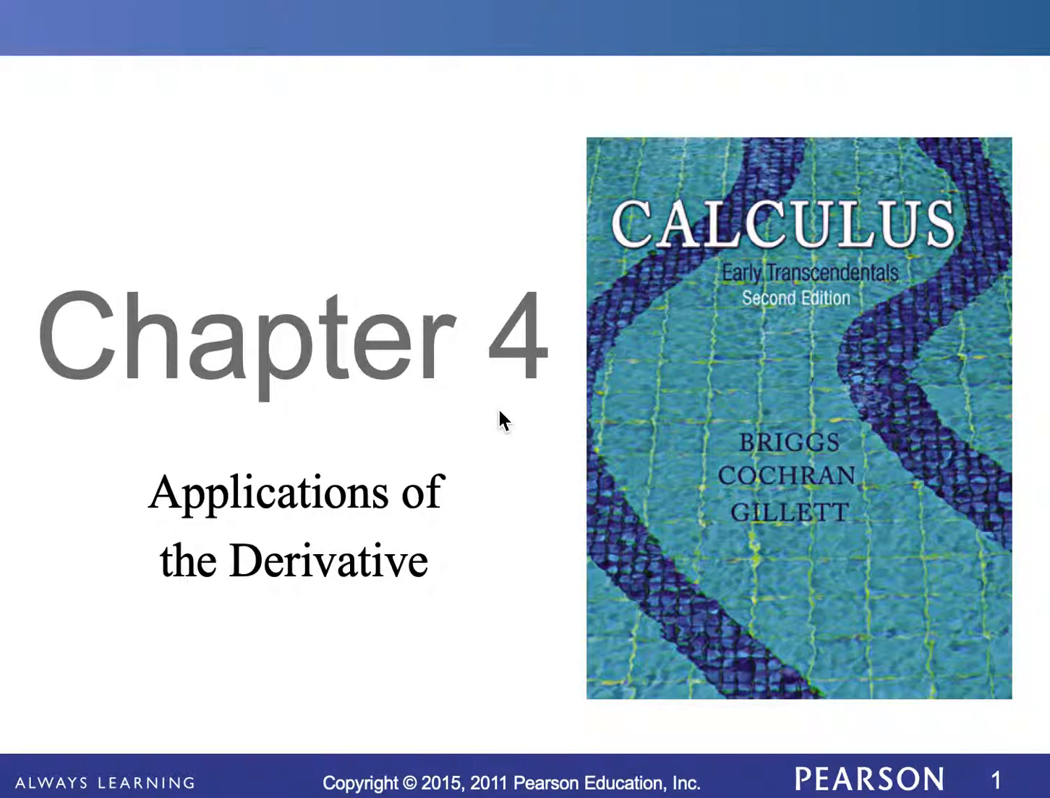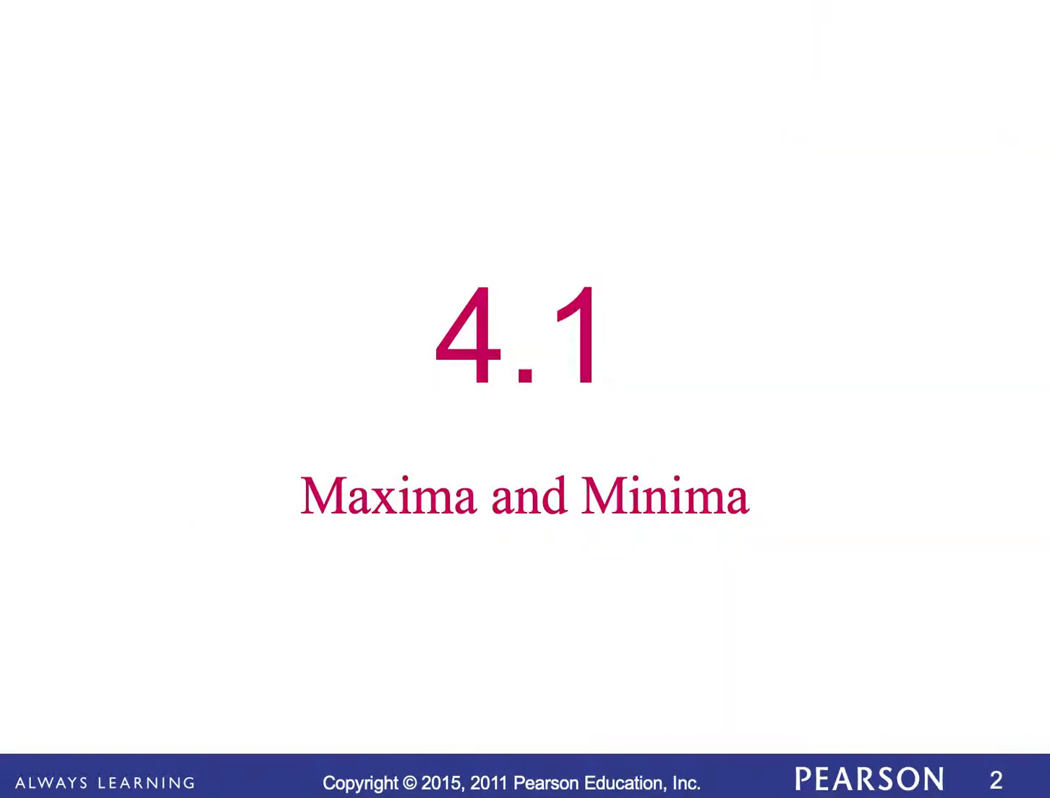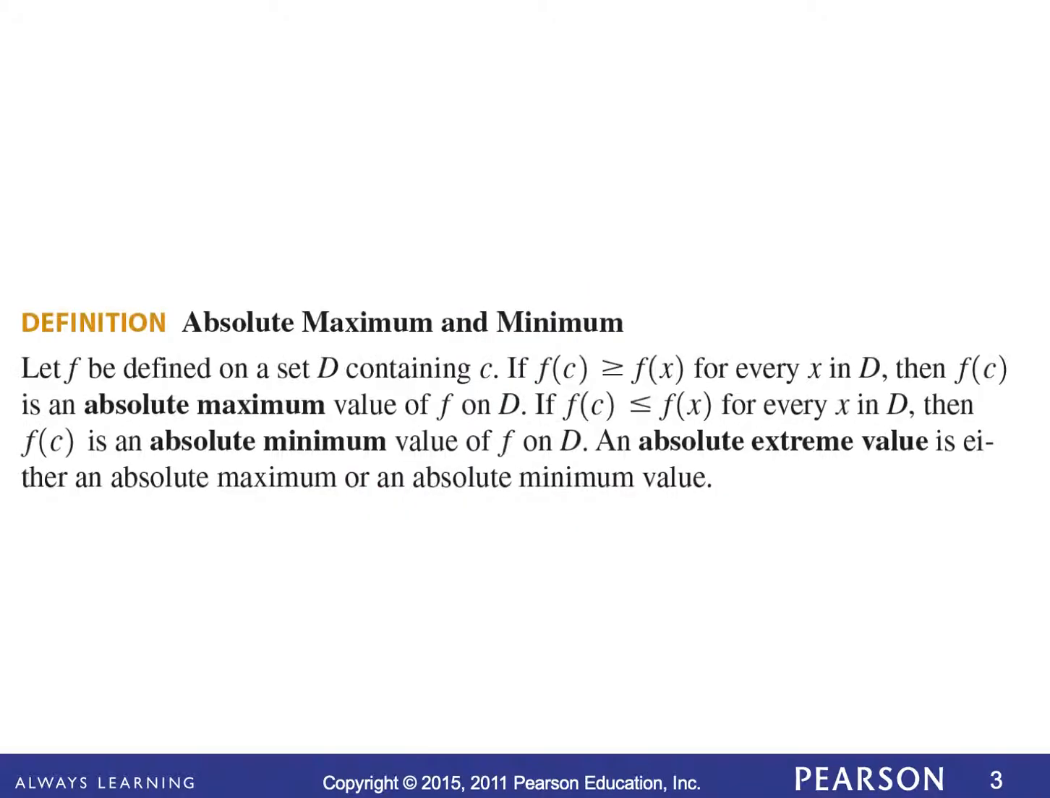In chapter 4, we're really going to begin interpreting what those derivatives mean and how they apply in terms of the graph. So the first section, 4.1, we're talking about maximums and minimums.